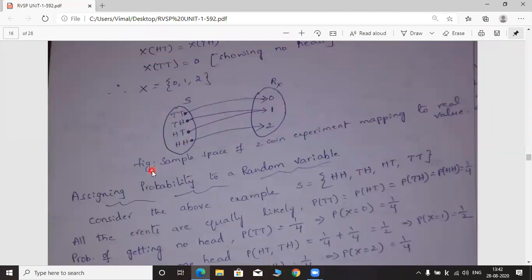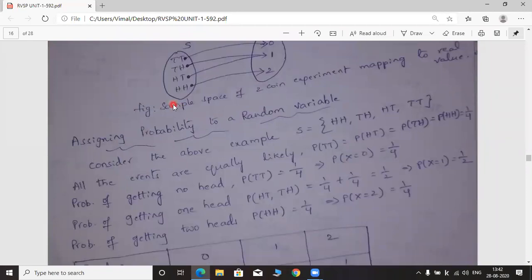We have considered one experiment, that is tossing two coins at a time. So how many possible outcomes do we have? Both coins may show heads, both coins may show tails. The first coin may show head and the second coin may show tail. And the fourth outcome is the first coin may show tail and the second coin may show head. So we have four possible outcomes. Those four possible outcomes are mapped to their corresponding real values. Next we have to assign the probabilities for this.